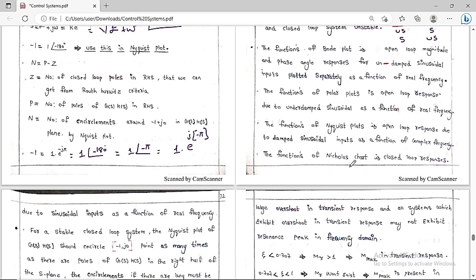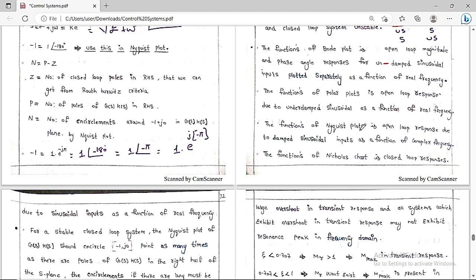Whereas the Nichols chart is basically used for the closed loop systems with the real frequency. Except the Nyquist plot, all the remaining things are real frequencies. Except Nichols chart, all the remaining are open loop transfer functions, and Nichols chart is only for the closed loop transfer function. So these things you always have to keep in your mind.